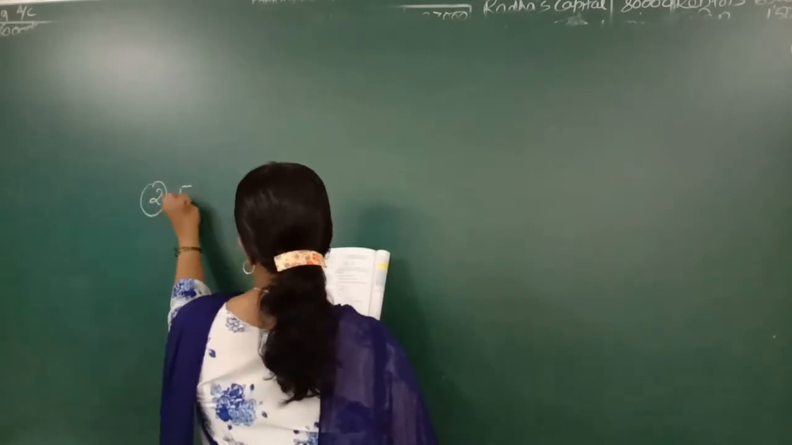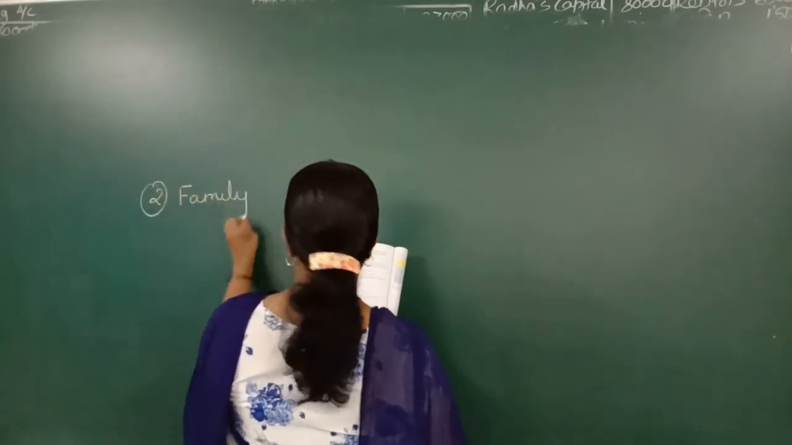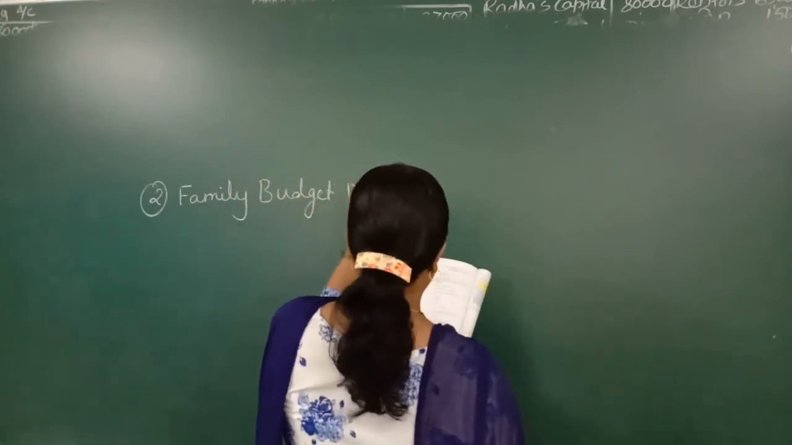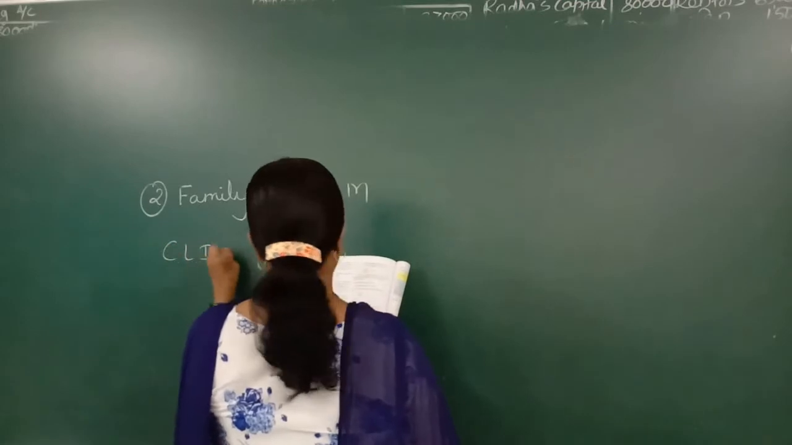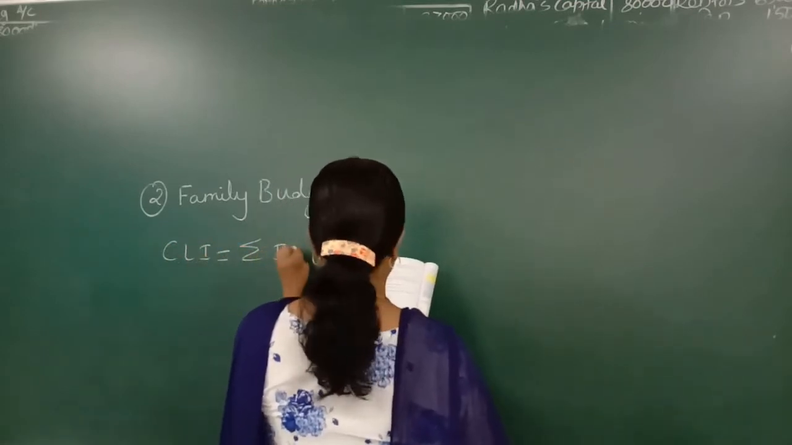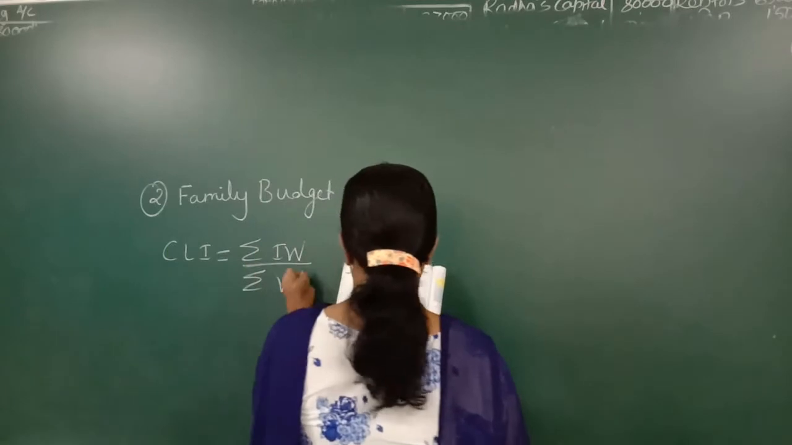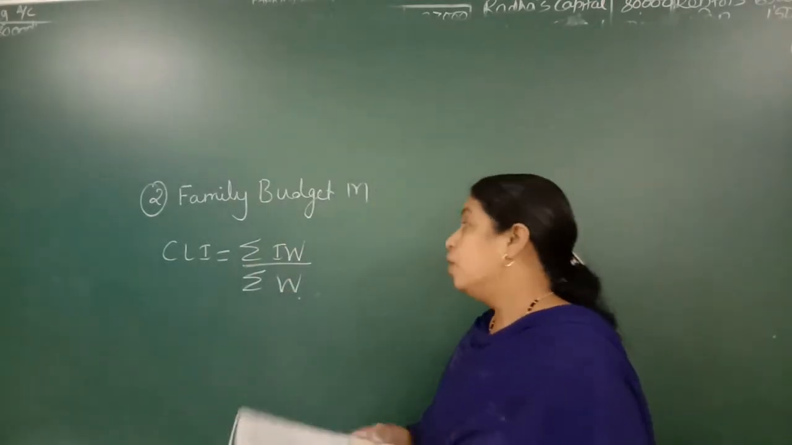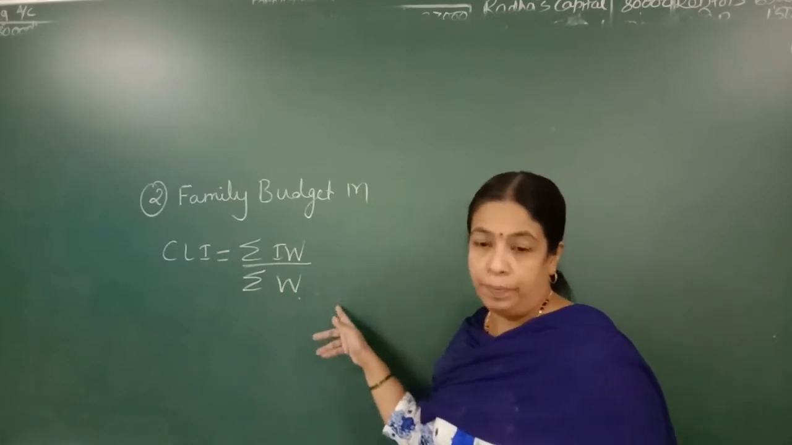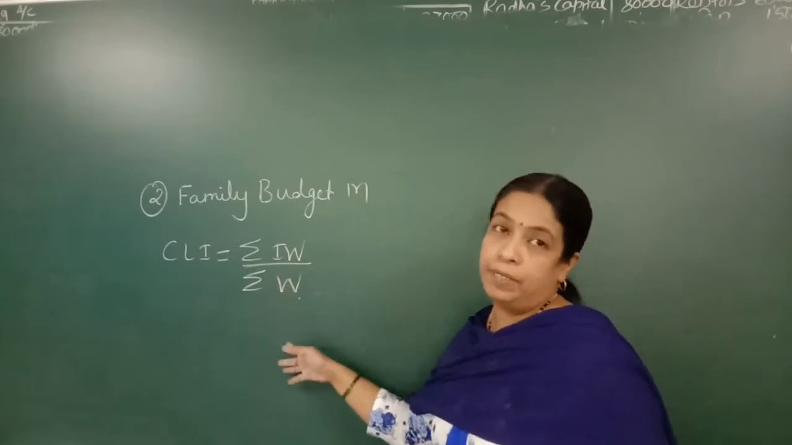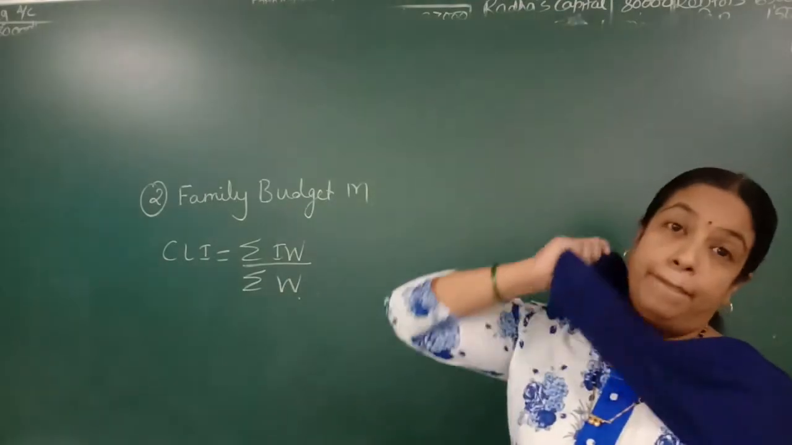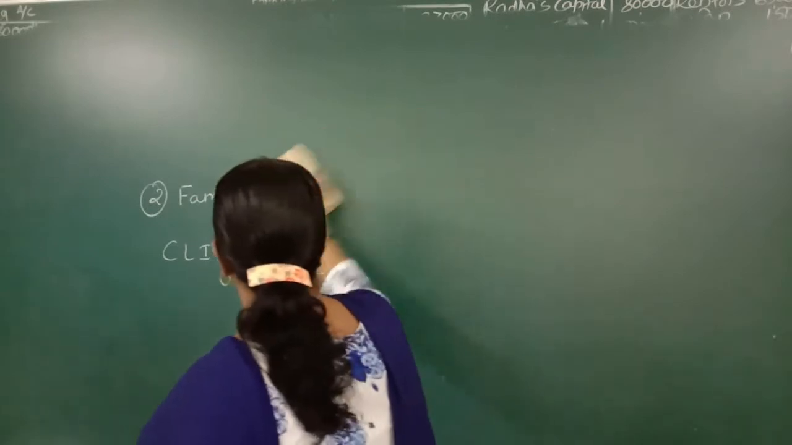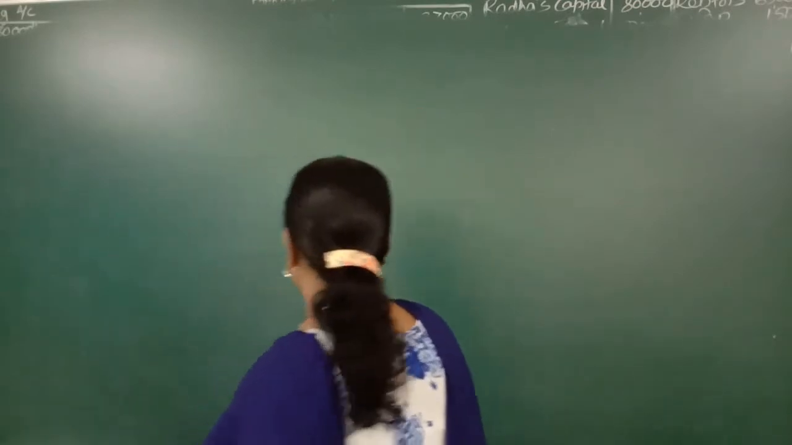The second method is the family budget method. Here CLI is equal to summation IW upon summation W. I means what? P1 upon P0 into 100. W means P0 into Q0, that is the base year average. Right. These are the two methods we have found.